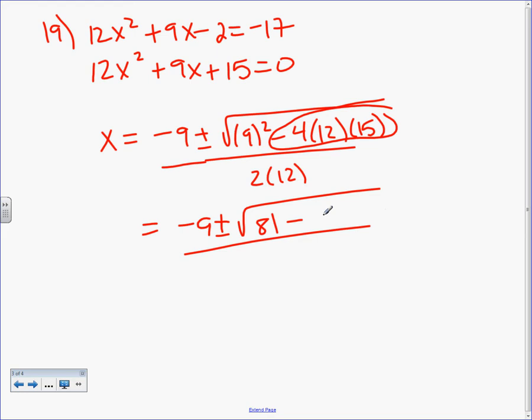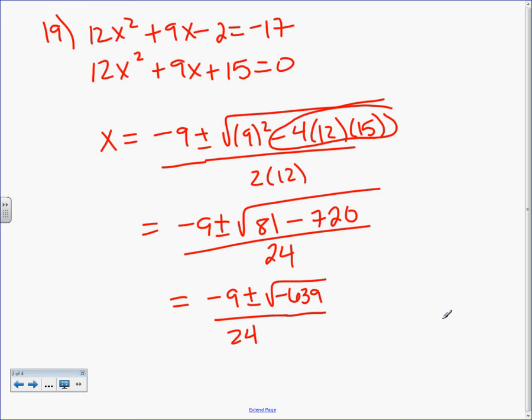720. Well, okay, don't do the sign again, right? Just do the 720. You already did the sign once. Over 24. Is everybody okay with that? And then what's 81 minus 720? Yeah, that's right, negative 639. I'm going to pause there.